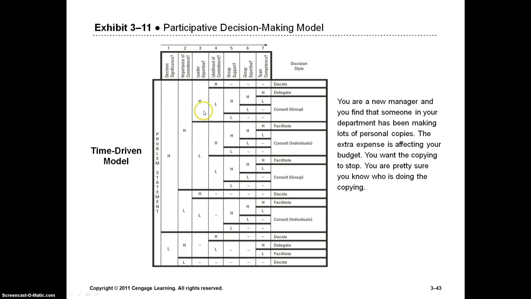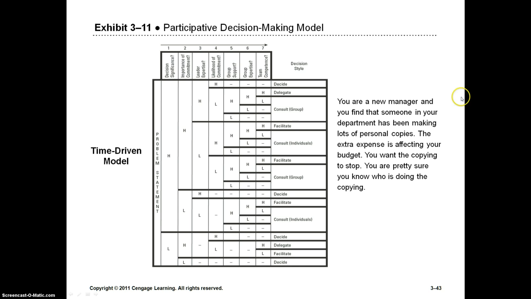If we had instead answered that it was a significant decision, that there was a high importance of commitment, that we knew everything we needed to know, but it was unlikely that the group would be committed if we made the decision ourselves, it's a good group. They show support for the organizational objectives. They know quite a bit about the problem at hand, and they've shown a lot of competence in making decisions in the past. We would instead use the delegate style.